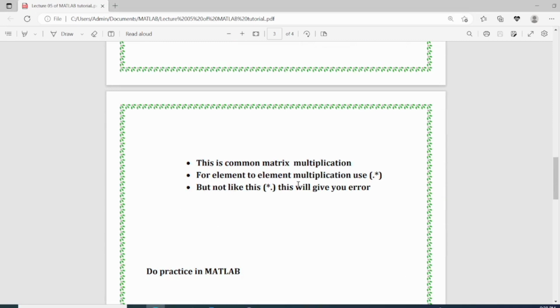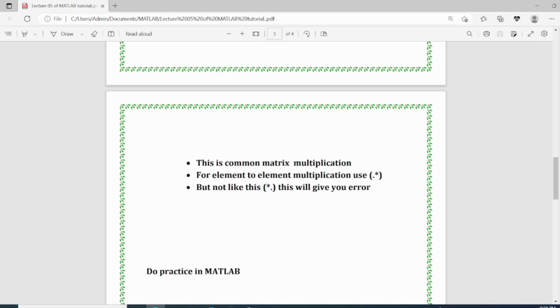For element by element multiplication, you use the dot symbol and then the asterisk symbol. You will get a resultant matrix that is the element by element multiplication of the two matrices. The previous multiplication was row by columns. That was not element by element.